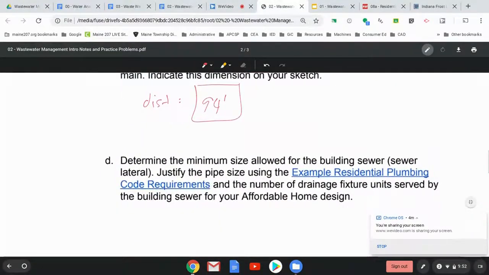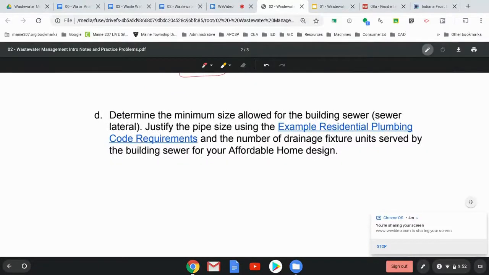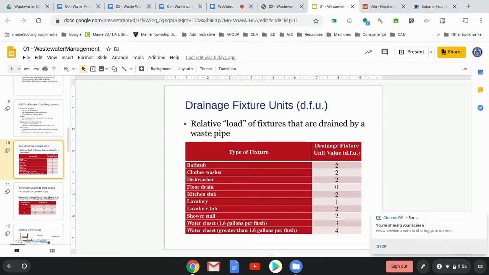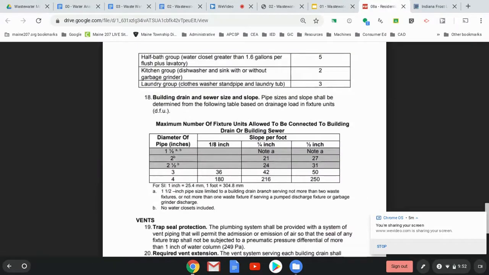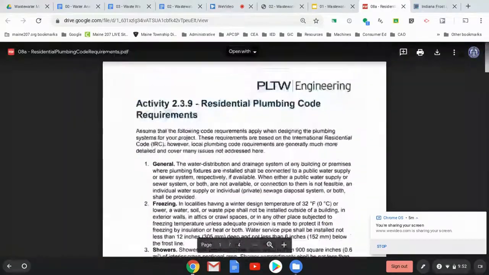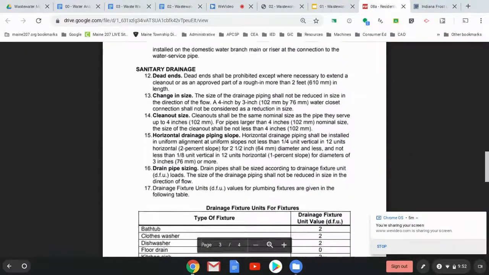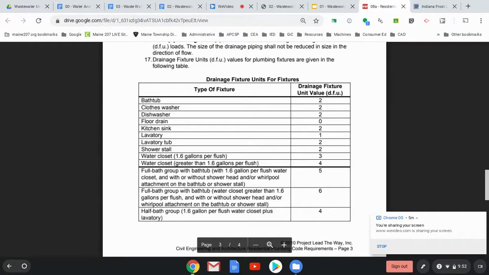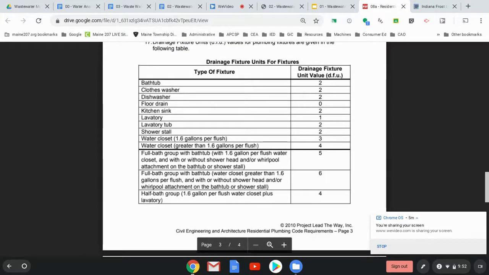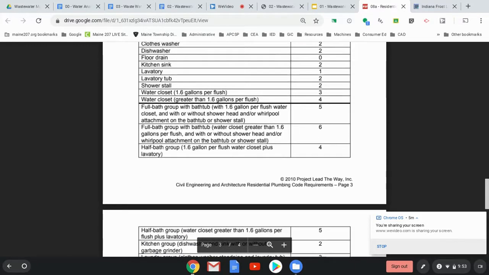All right. Determine the minimum size allowed for the building sewer lateral using this example residential plumbing code. So we've seen part of this code right here, this table, but that's only part of the table. If you actually go to the code, it's just a part of a code. You have your water supply, and then you have sanitary drainage. All right, so the part of the code you see is this top of the table. If you want to go through your house item by item, toilet by toilet, sink by sink, and all that, you can do that. Or if you use the bottom of the code that's not in that PowerPoint, you can kind of just do it room by room, which is really nice.